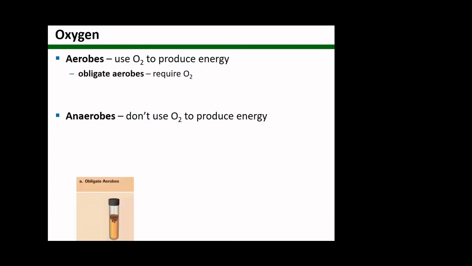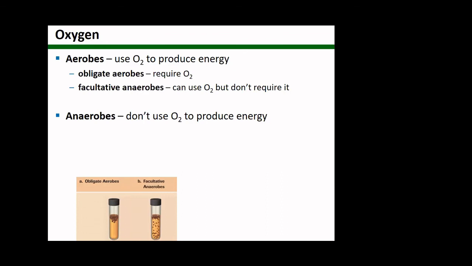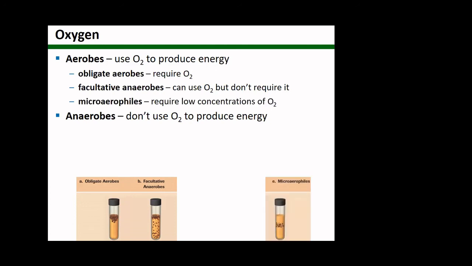Okay, if you're an aerobe, you can be an obligate aerobe, which means you absolutely must have oxygen to live. You can be a facultative anaerobe, which means if oxygen is present, you will use it. But if it's not present, you can actually switch your metabolism over to an anaerobic metabolism and ferment stuff instead, but you prefer oxygen. Or you can be a microaerophile, where you need oxygen, but you can only tolerate very low levels of it.